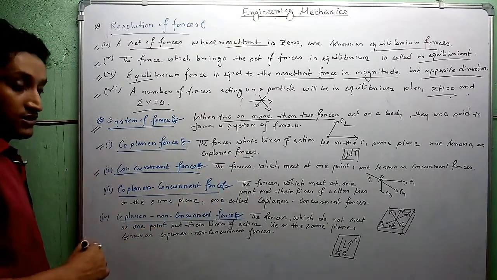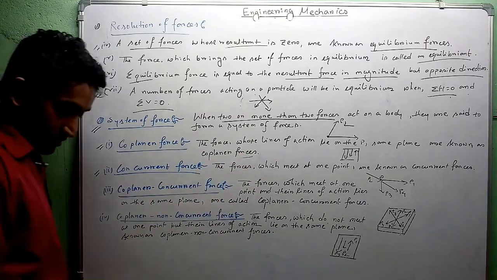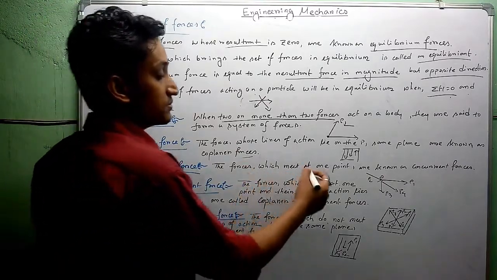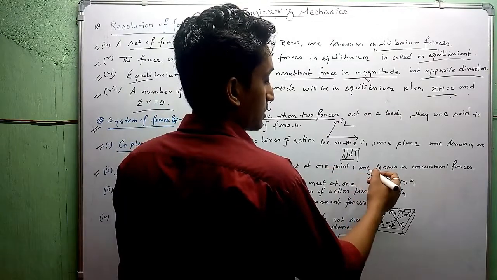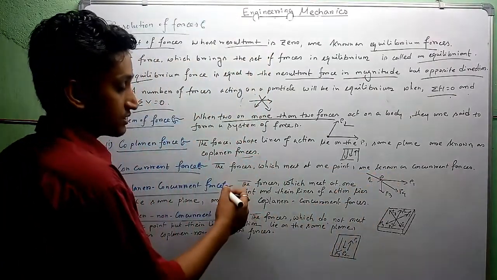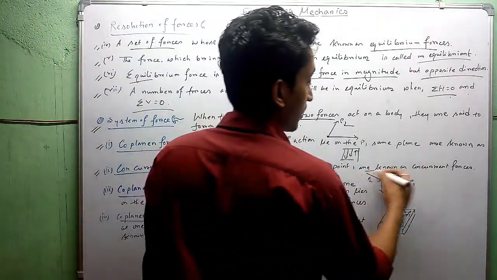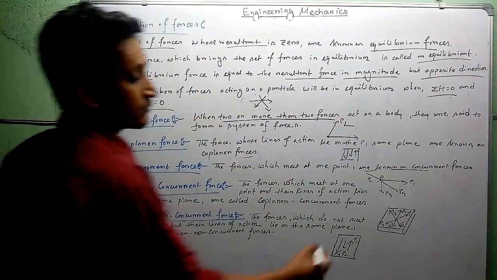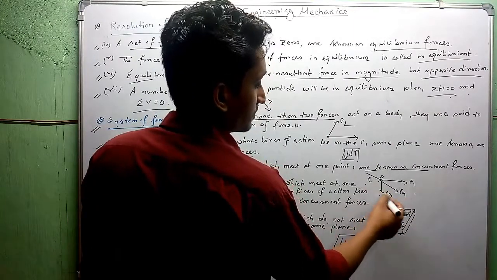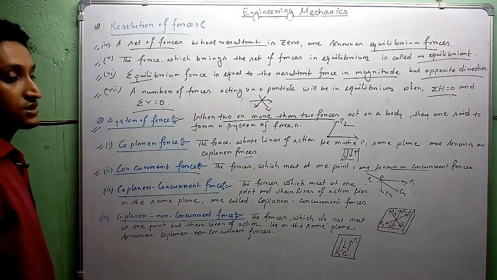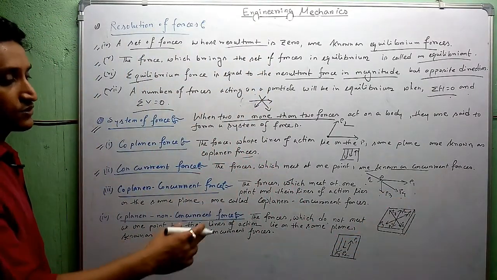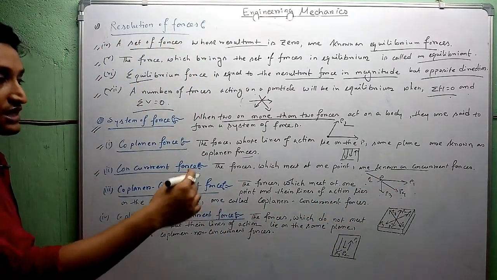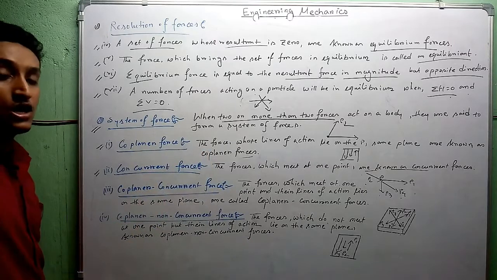Then second number is the concurrent force. What is the concurrent force? The forces which meet at one point are known as concurrent force. So there are four forces, P1, P2, P3, P4. As an example, there are four forces which meet at one point O, and that system of force is also known as the concurrent force.